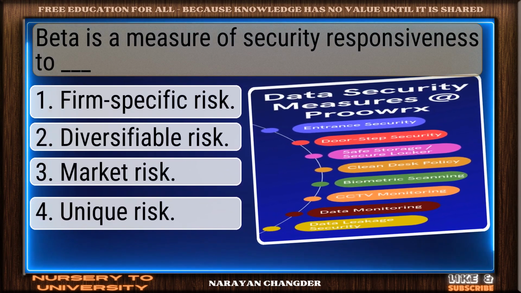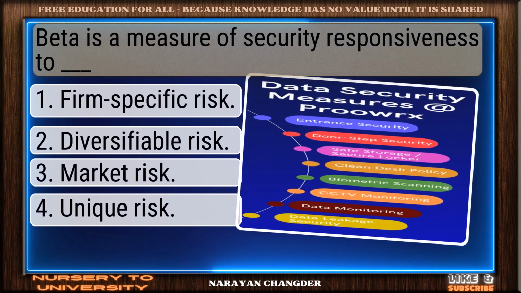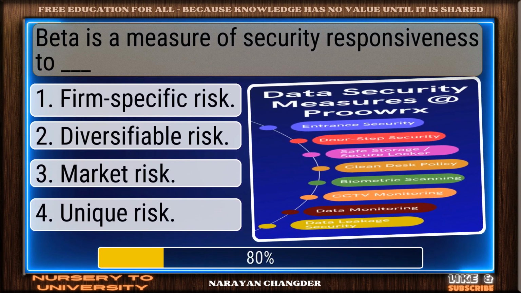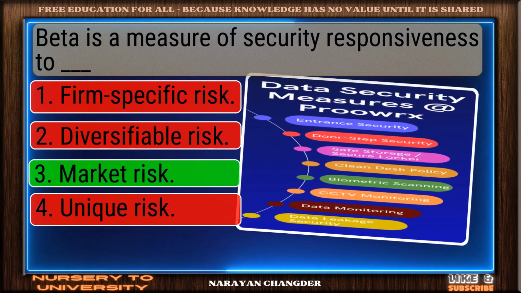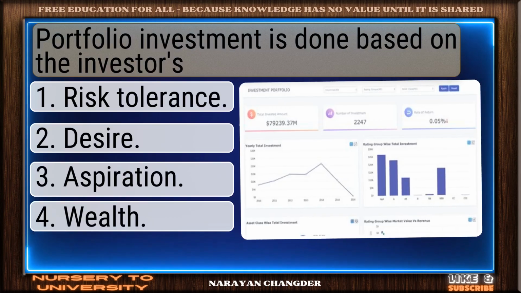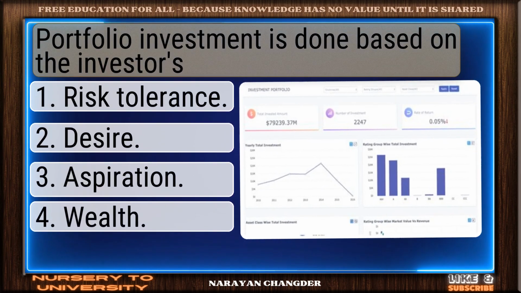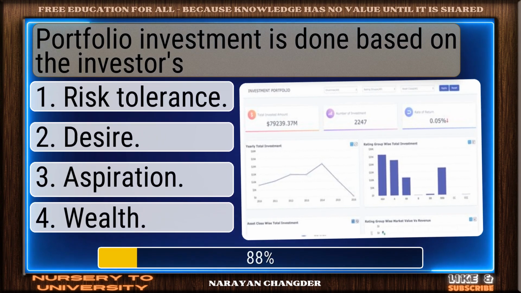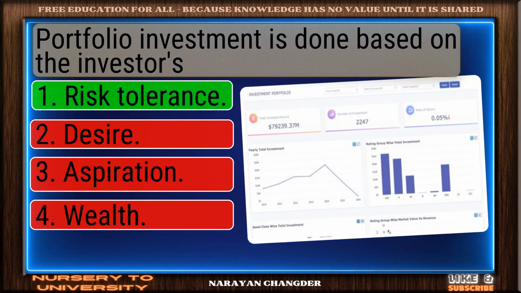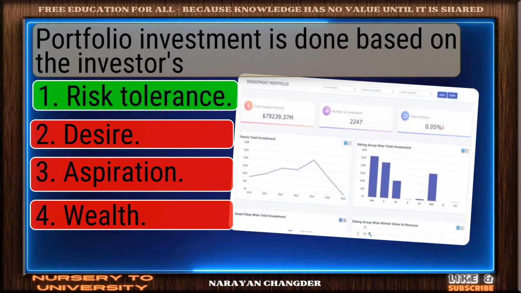Beta is a measure of security responsiveness to Dash. Exactly. Market risk makes sense, and it is right choice. Portfolio investment is done based on the investors. Valid point. Risk tolerance is true.